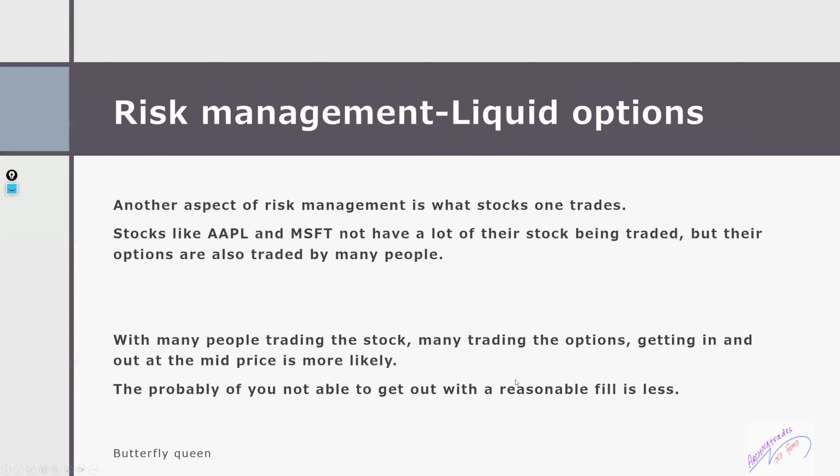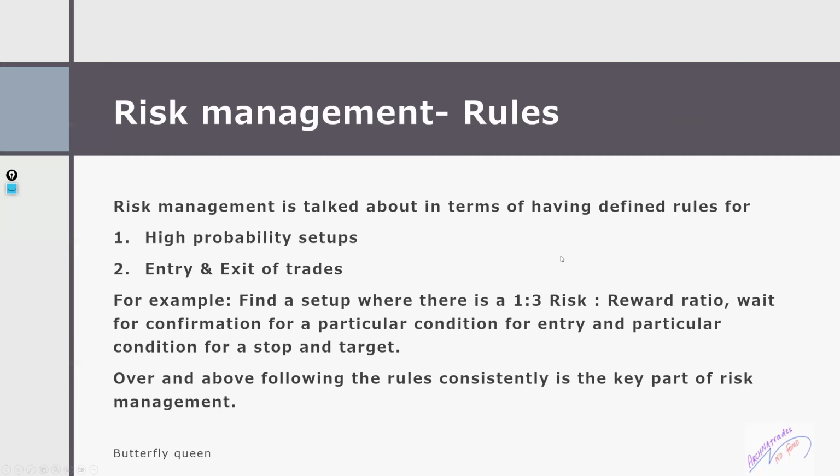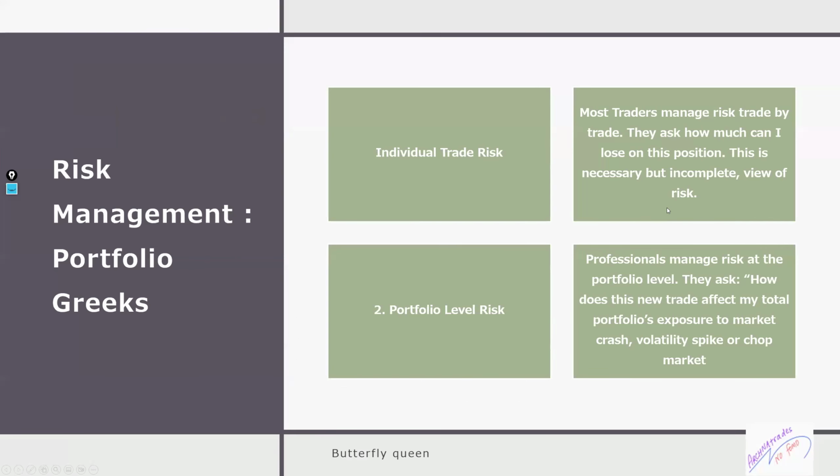Right? So all this is fine. Having rules, high probability setups, having defined entries and exits, all these are good risk management techniques. But we've not gotten to any strategy yet. So this topic is, how does strategy diversification help you with risk management? So let's get to the main part of the presentation.